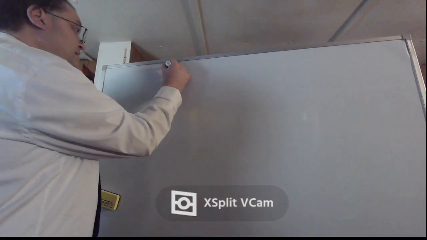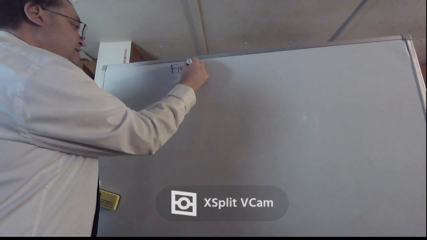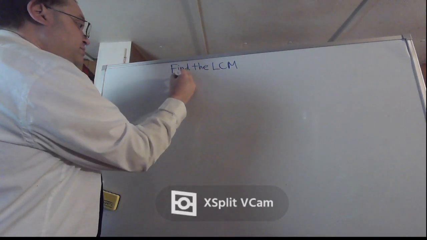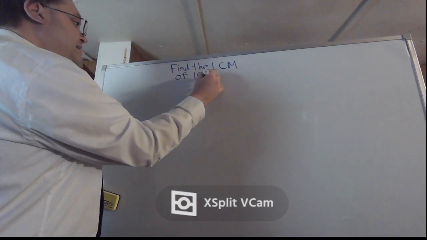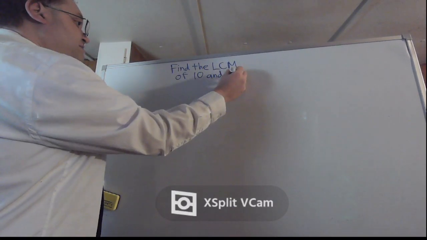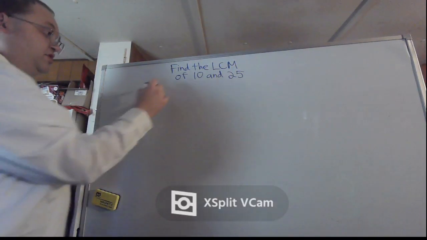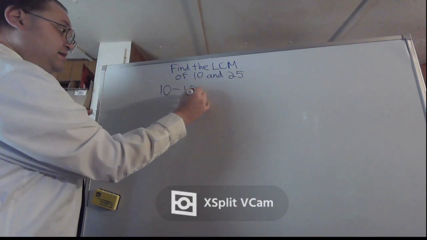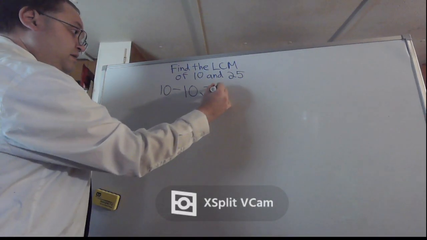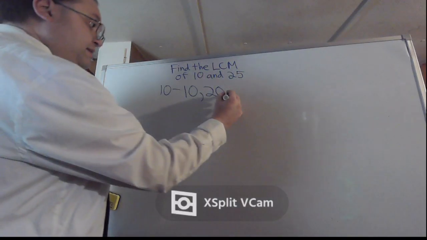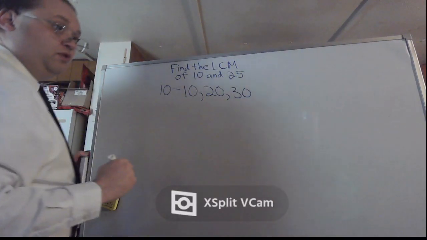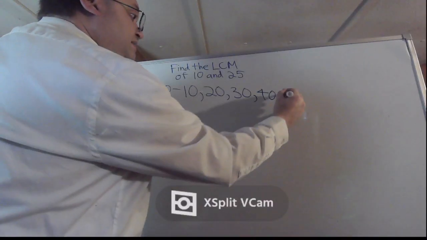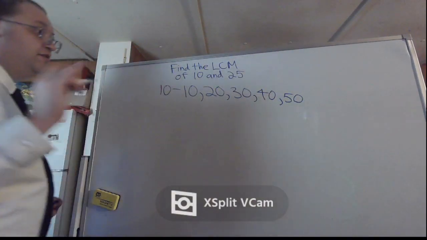Okay, let's take some more numbers here. Find the least common multiple, LCM, of 10 and 25. Alright, so we'll start with some multiples of 10. 10 times 1 is 10. 10 times 2 is 20. 10 times 3 is 30. 10 times 4, that's going to be 40. 10 times 5, 50. And we could keep going, but let's stop there for now.